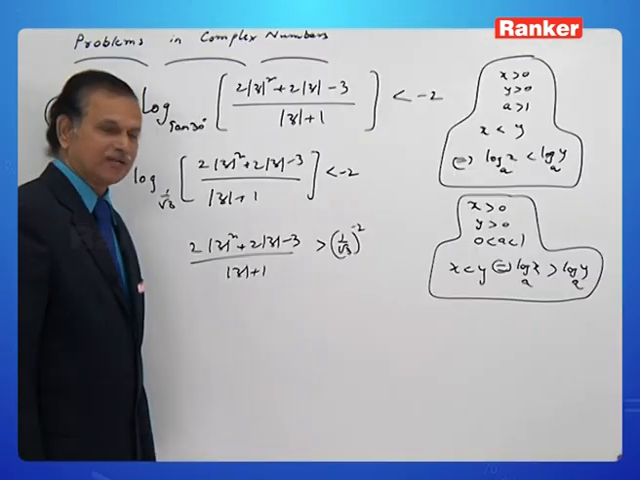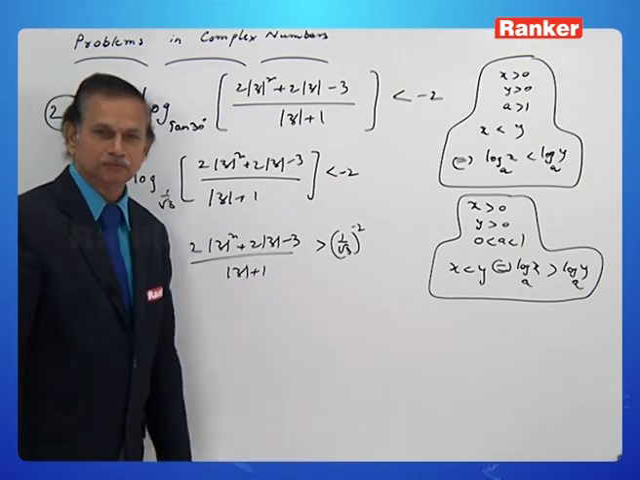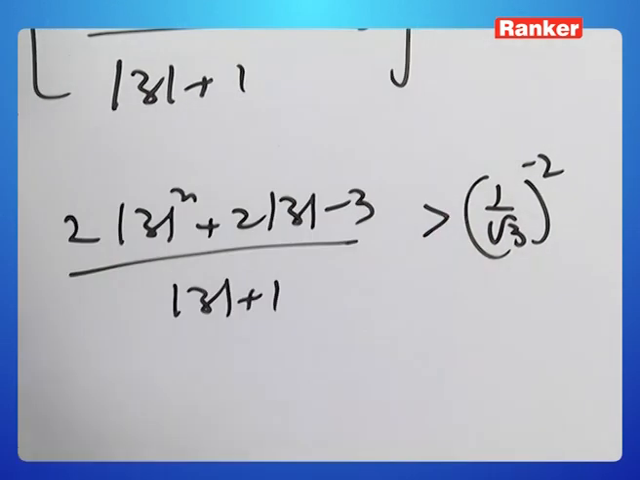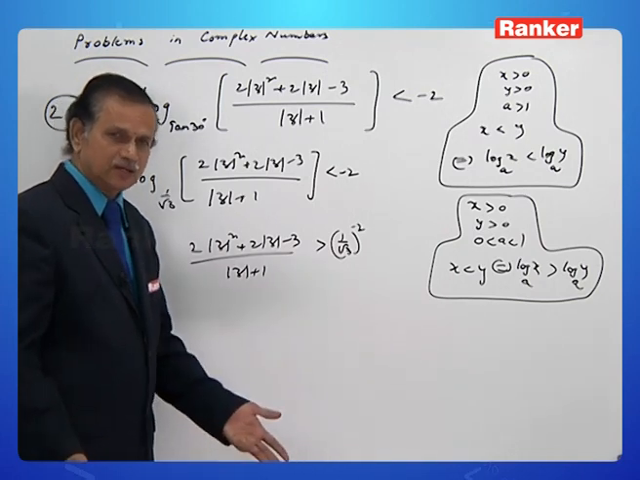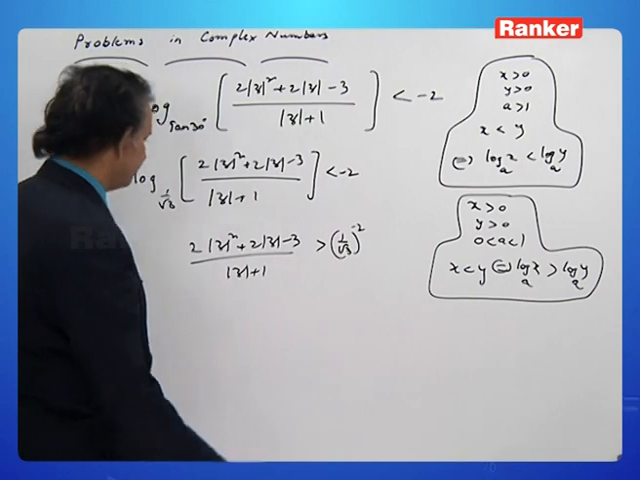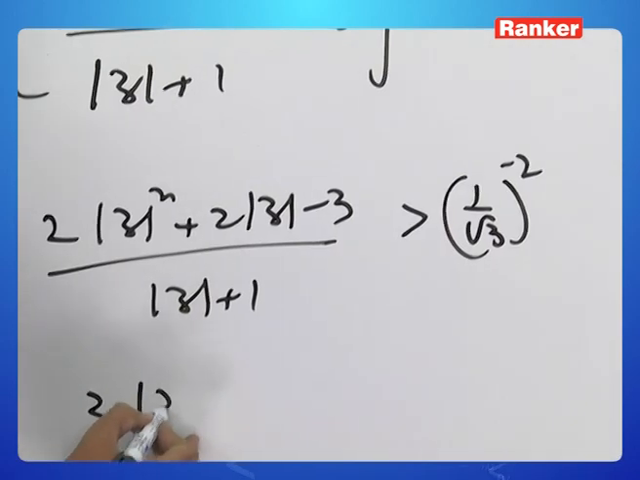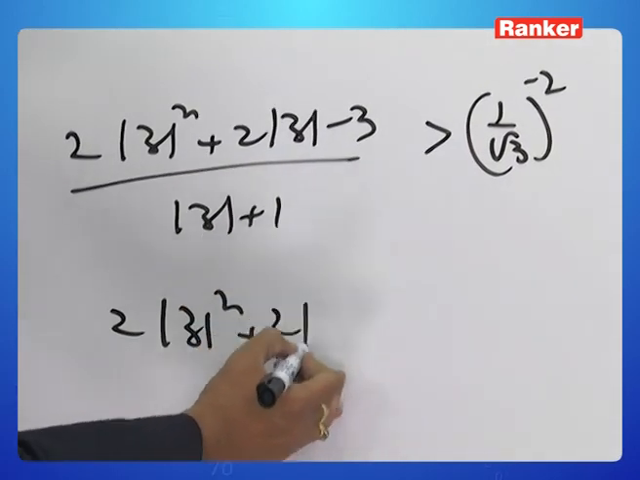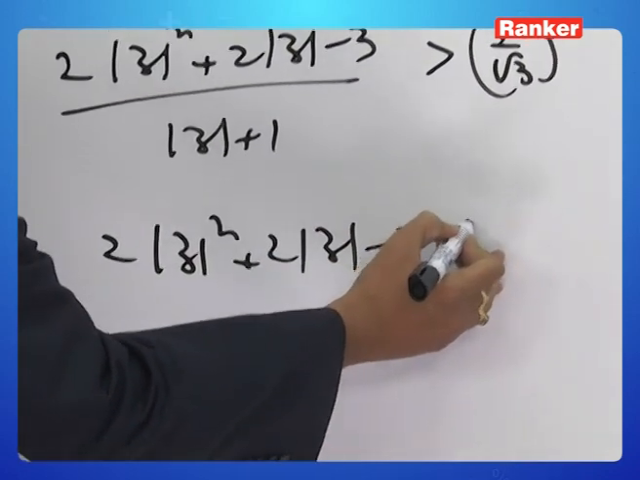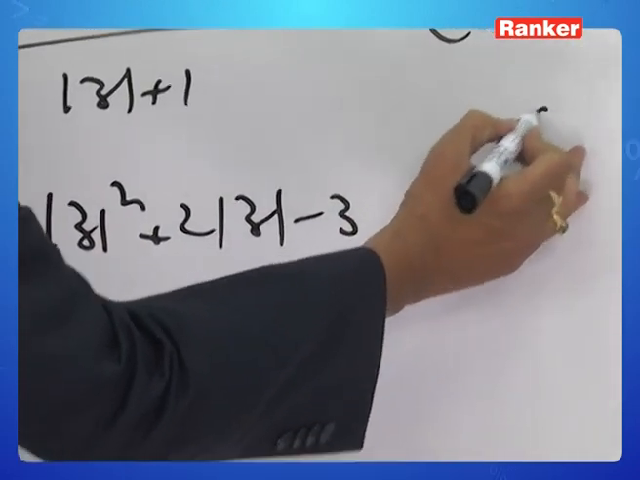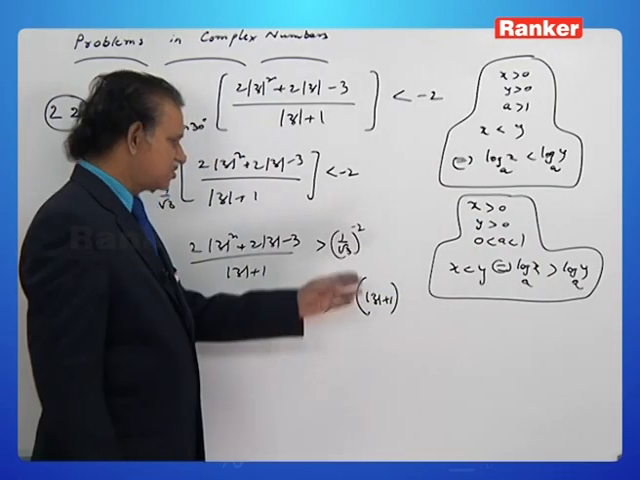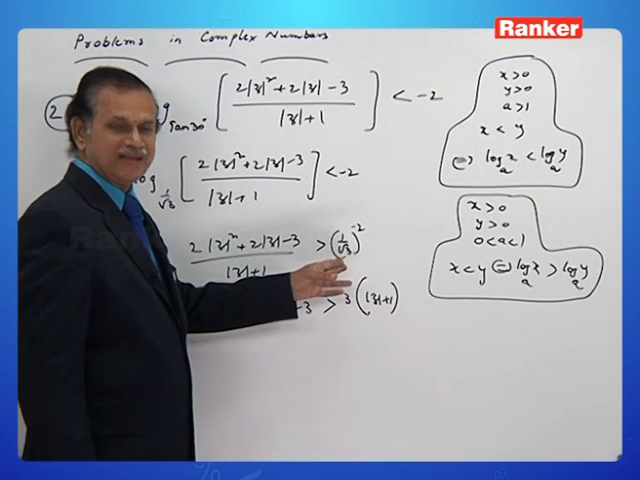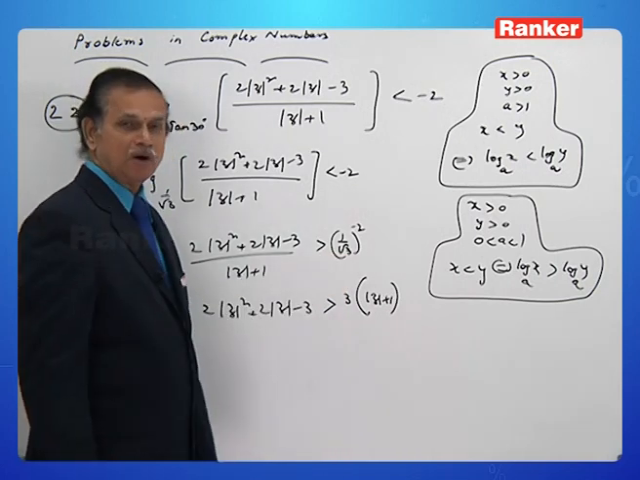That is, I would like to convert this in terms of index notation. What is 1 by root 3 whole power minus 2? It is nothing but root 3 whole square, which is nothing but 3. Yes, of course, it is 3. That is 2 mod z square plus 2 mod z minus 3 is greater than 3 into (mod z plus 1).